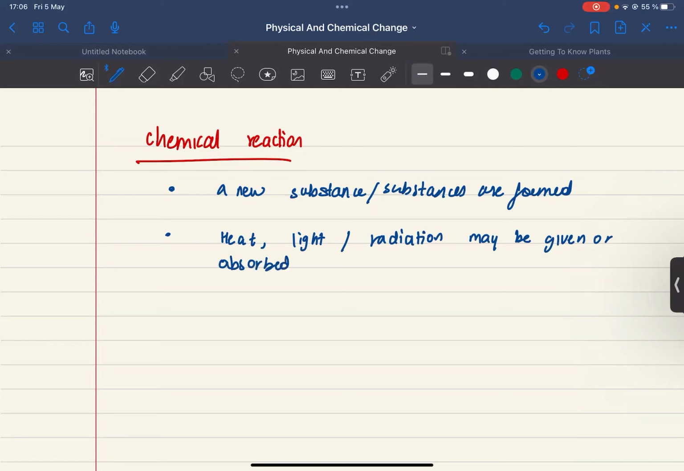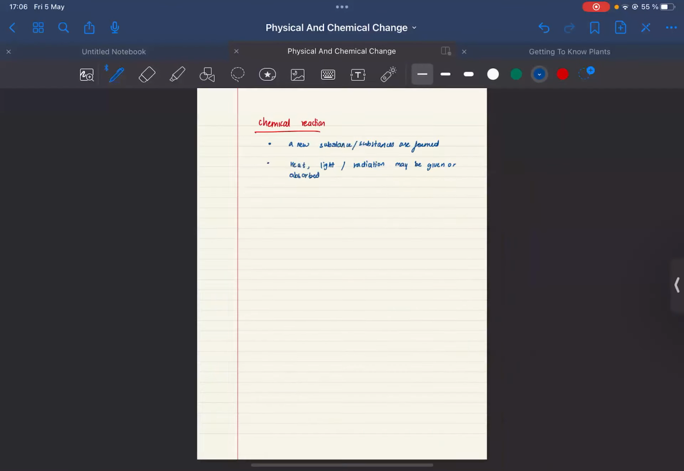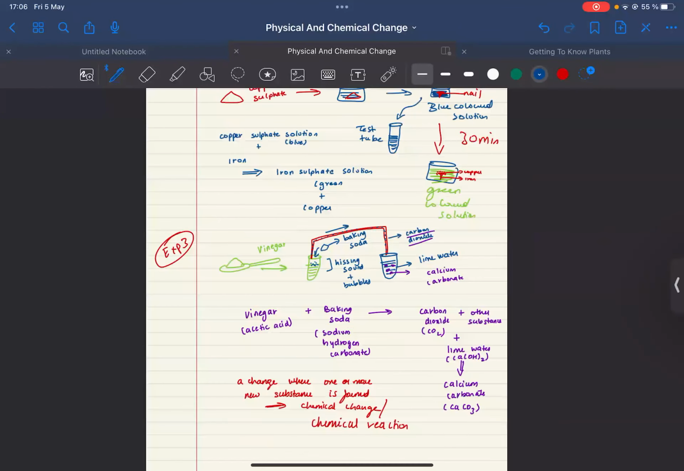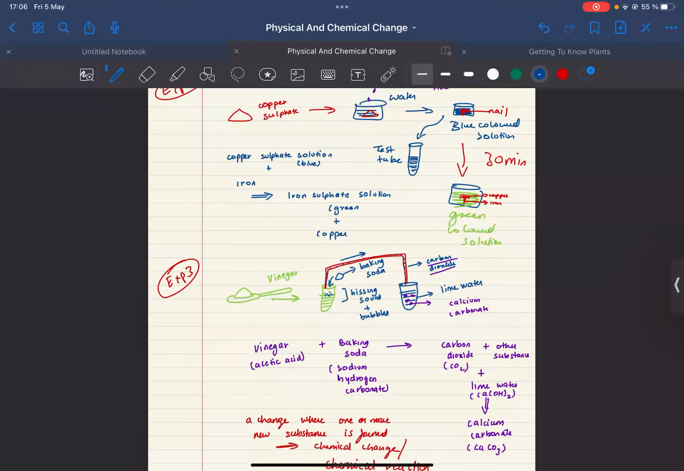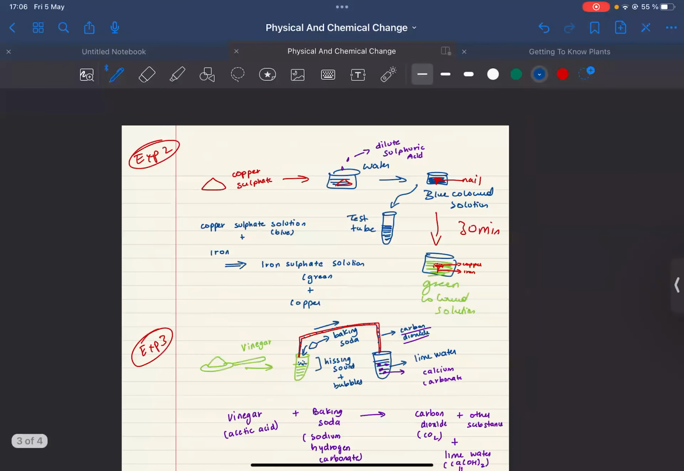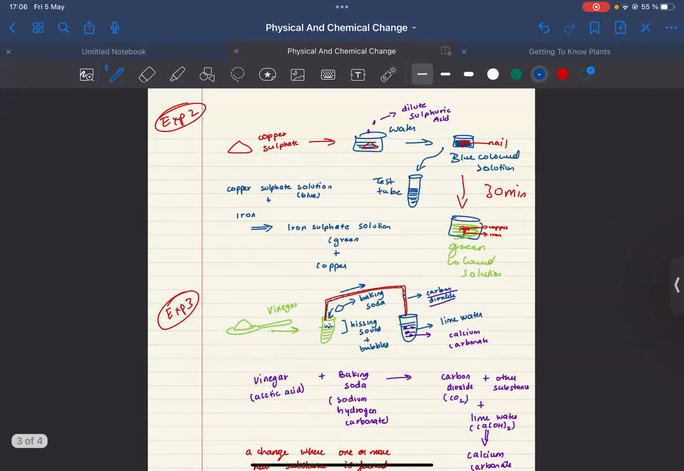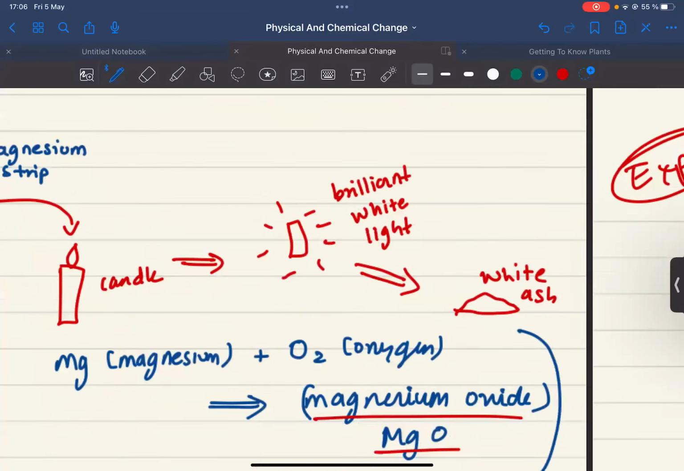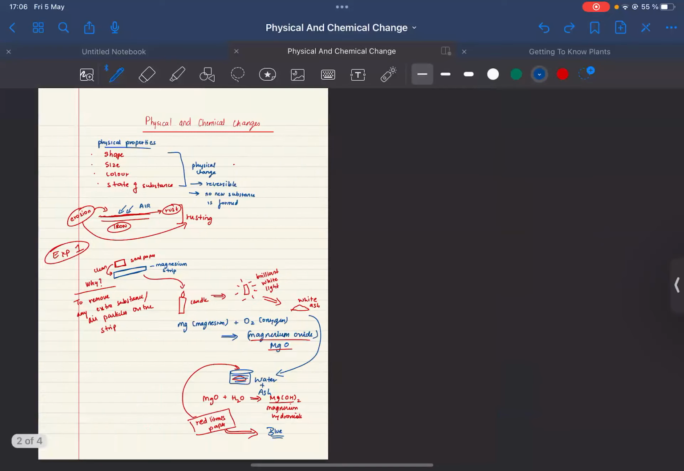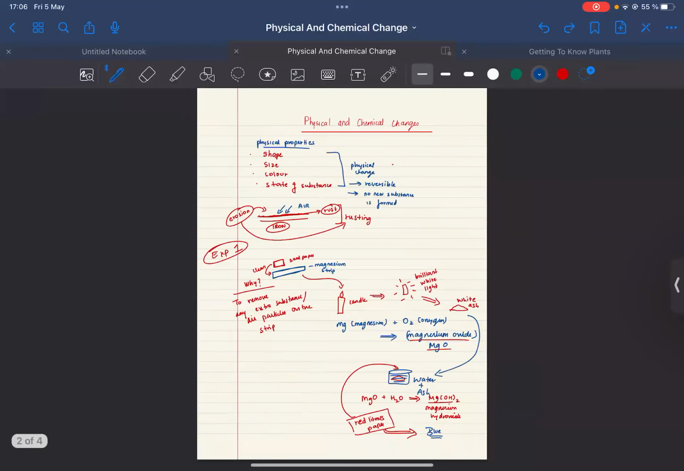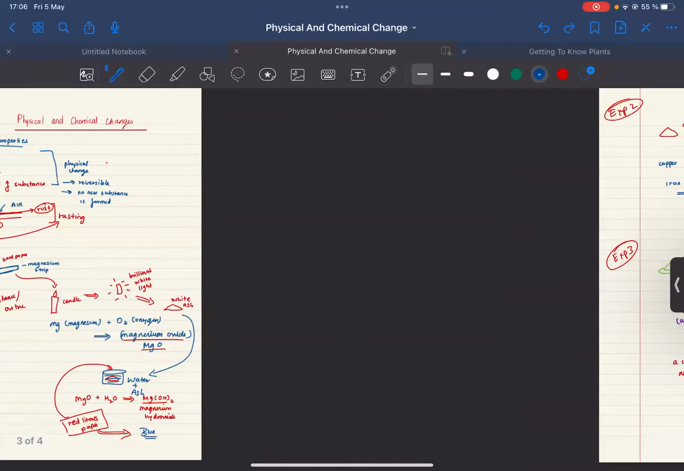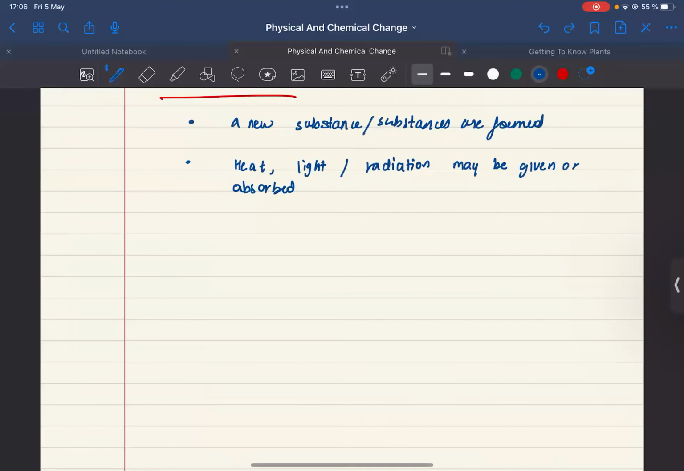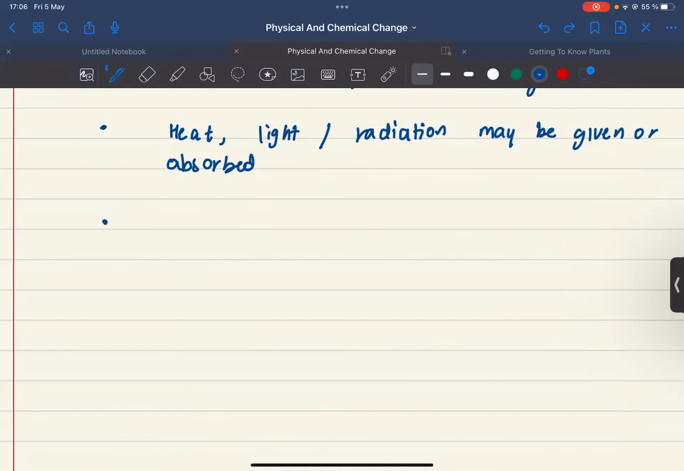will either be absorbed or produced. As you can see over here, the hissing sound is produced and also the test tube gives a little bit of warmth. We saw another reaction over here that gives you a brilliant white flame, which is also heat again. White light is a radiation. So heat or radiation is being formed. That's the second property. Third is sound.